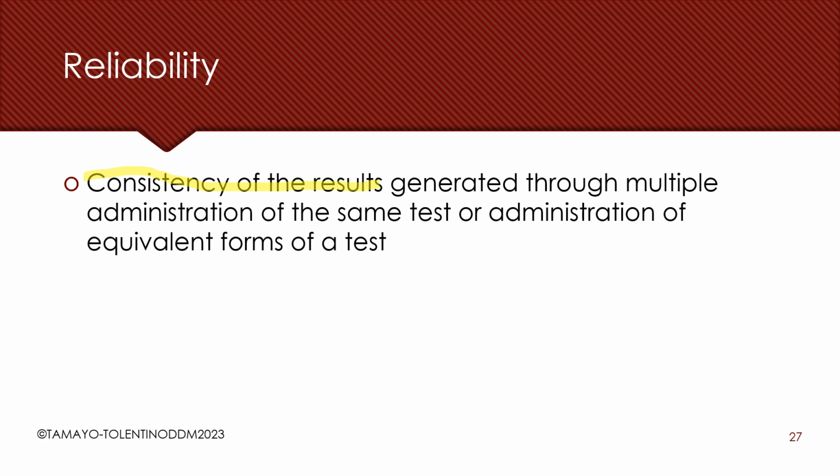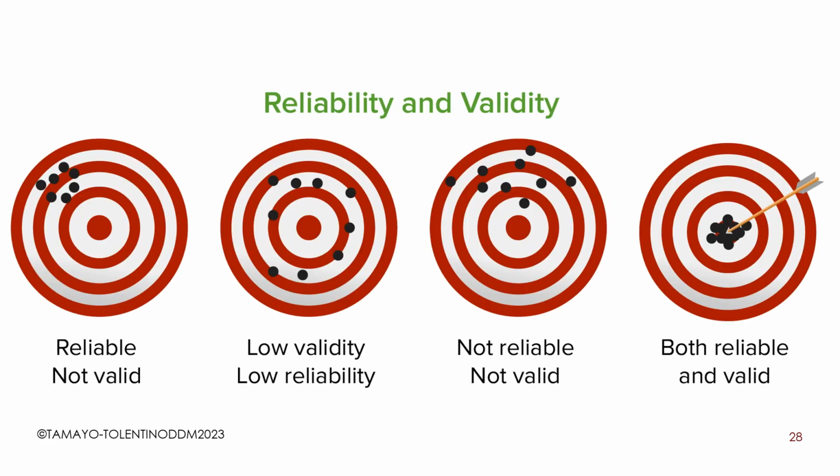The other method is equivalent test method. Using a blueprint, two tests can be constructed. They are assumed to be equivalent because they are constructed from the same blueprint. Administering these equivalent tests and getting the same result or consistent results means reliability. However, not all assessments that are reliable are also valid.